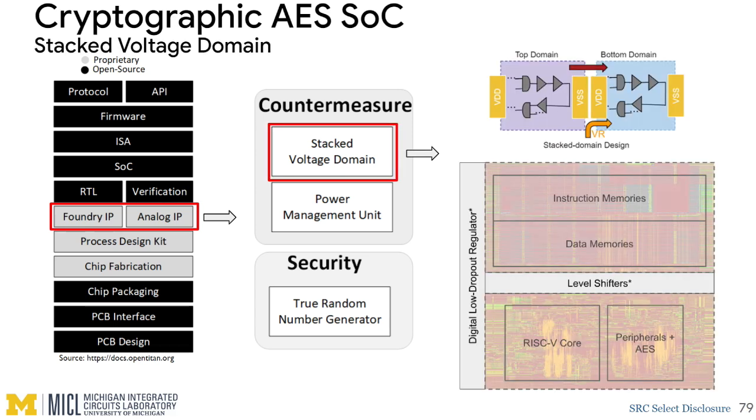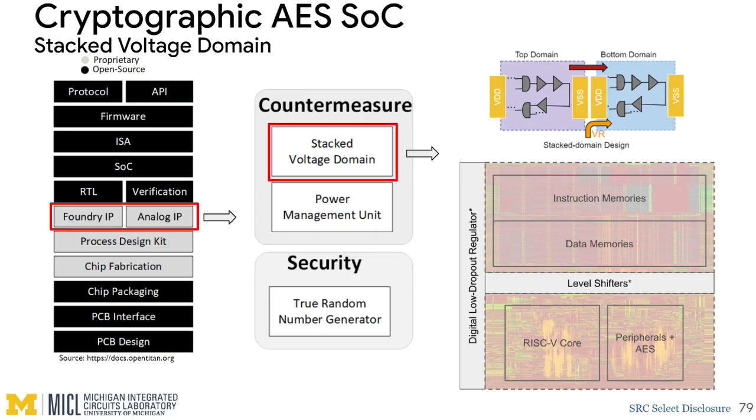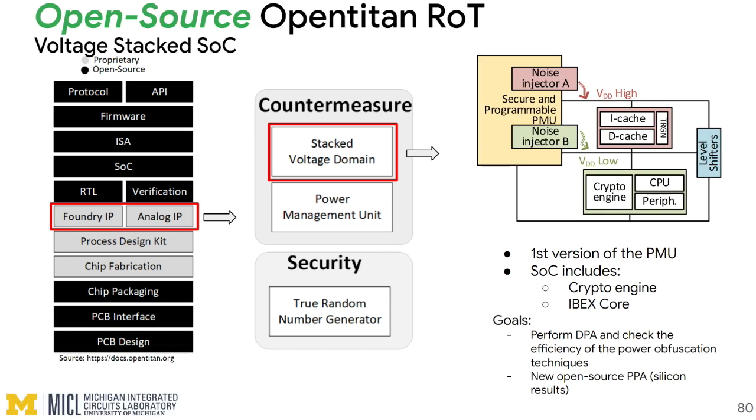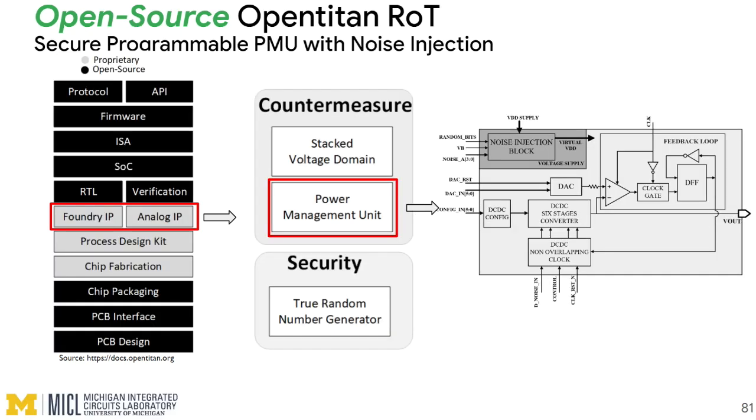So first of all, we made this first trial tape out where we stacked both domains. The bottom domain is only glue logic, so you can scale down the voltage a lot. And the top domain has the macros, so we are sitting at the nominal voltage. The reason we put the glue logic there is the AES, which is one of the critical functions in a root of trust, and you want to obfuscate its power signature. That's basically the idea here. We are also integrating the PMU. We are including a noise injection block, which is very novel, and I'll explain it next.